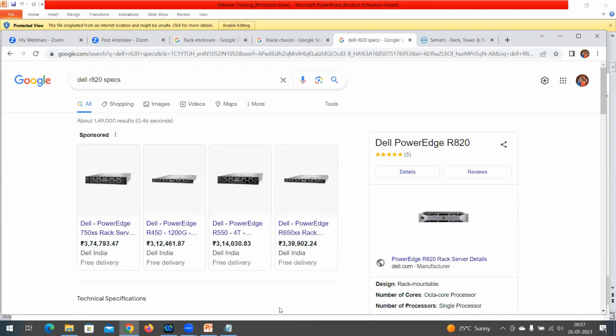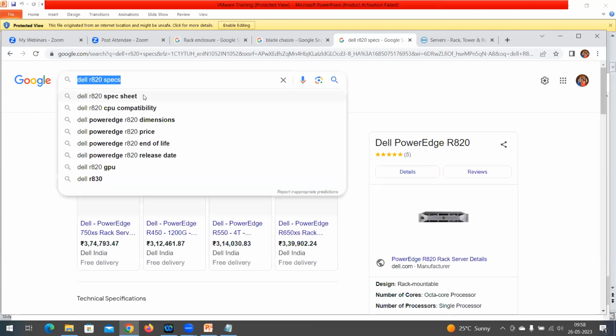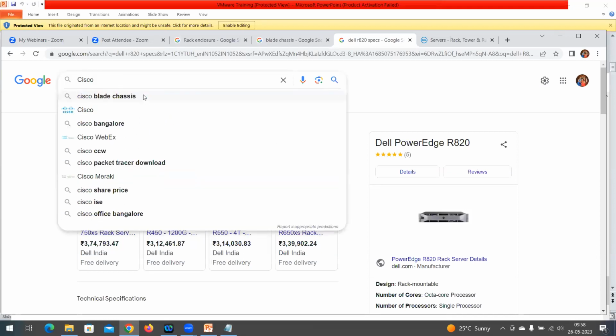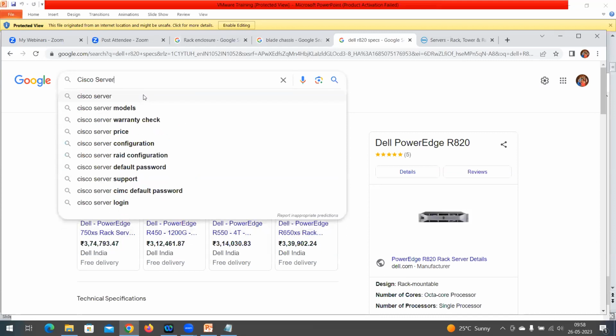Once we have the server model, I am going to get complete information. If you are already working in a real-time environment, you can review the server model and go through the specs. For example, if you have a Cisco server and you are not sure whether it is a blade server or rack server, whatever it may be, just take that model from the inventory.